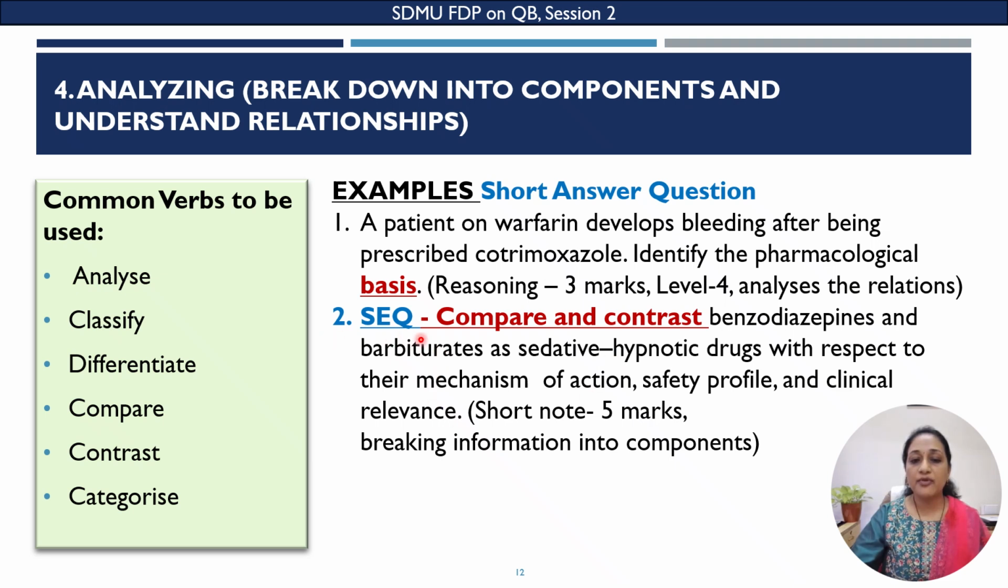A similar question can be framed for a 5-marker short essay question, wherein the words compare and contrast can be used. As shown in this example, two different components like benzodiazepines and barbiturates in various aspects, that is mechanism of action, safety profile, and clinical relevance, are being assessed for the comparison. The student has to first break down the components in these mentioned criteria, then show the relationship by comparing the similarities and contrasting the differences, and then write the short note. Therefore, this is a level higher and fits into the level 4 question of our Bloom's taxonomy of the cognitive domain.